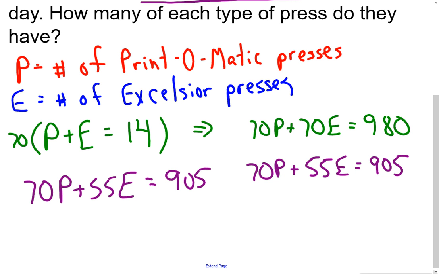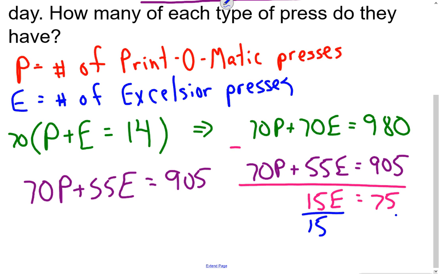And now I'm looking at this and I'm going to subtract these two to get rid of the p's. 70p minus 70p is 0. 70e minus 55e puts us at 15e. And that's going to equal 75. And now, to figure out what E is, I'm going to divide both sides by 15. And I just figured out that E equals 5. In other words, there are 5 Excelsior printers, or presses.